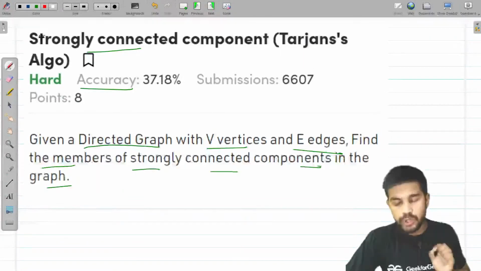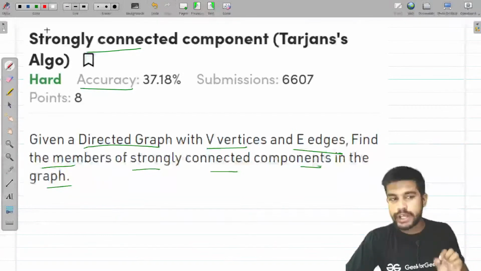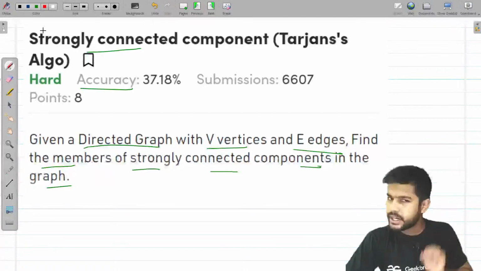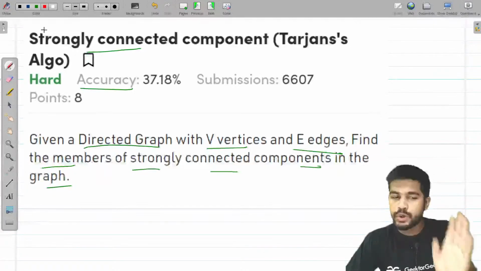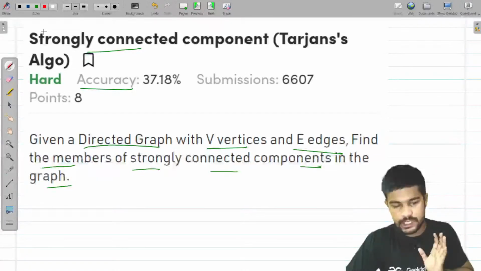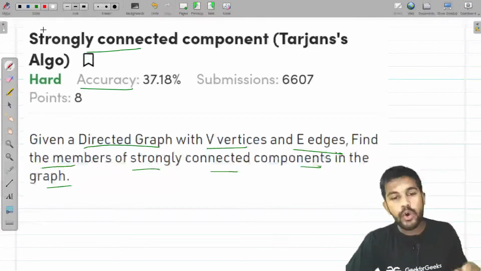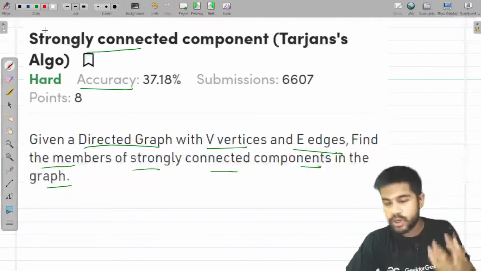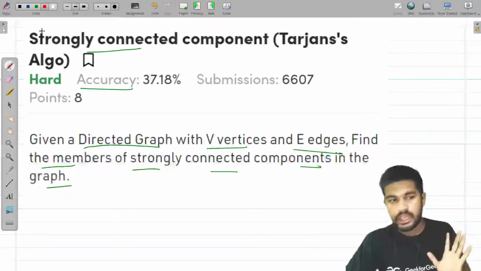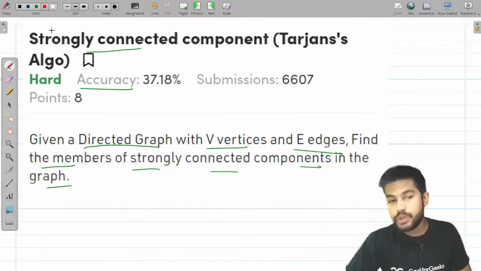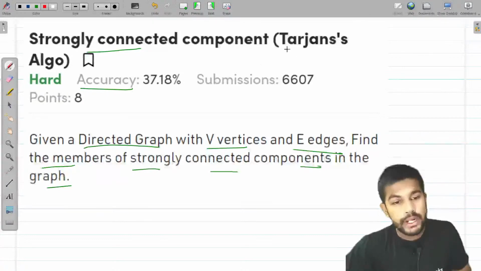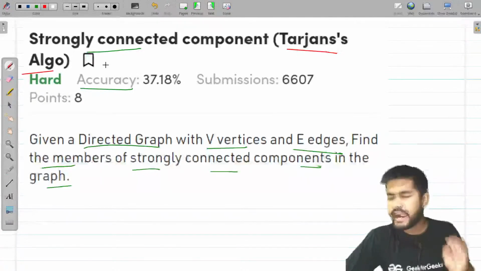What I concluded is that if you knew Tarjan's algorithm, then it would be a cakewalk for you because you only need to implement Tarjan's algorithm. Now, what is Tarjan's algorithm? Tarjan's algorithm is used to find strongly connected components in the graph. So if you knew, you had implemented it. But if you didn't know, then what?